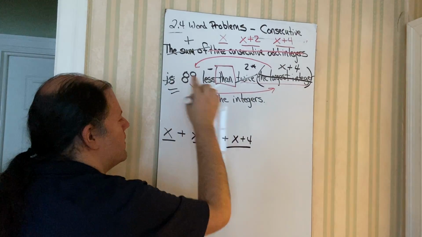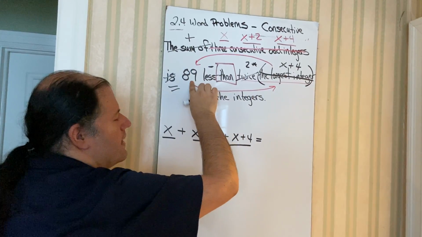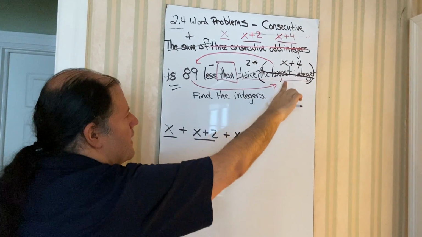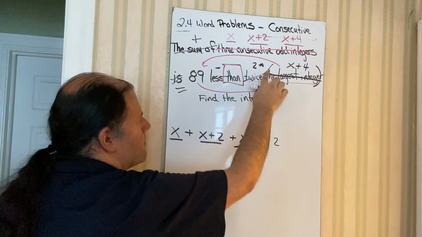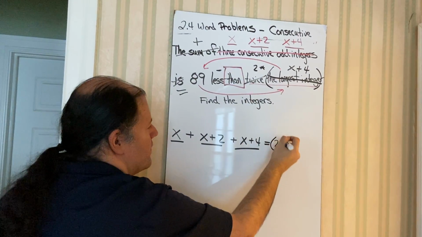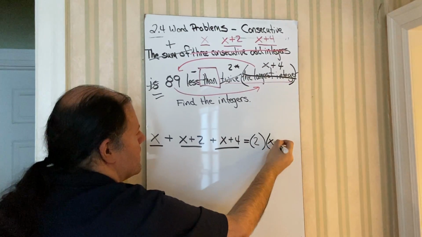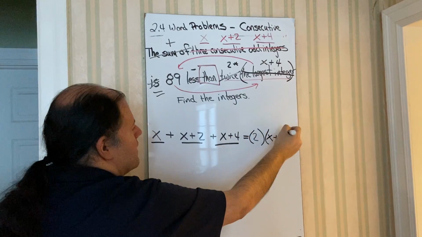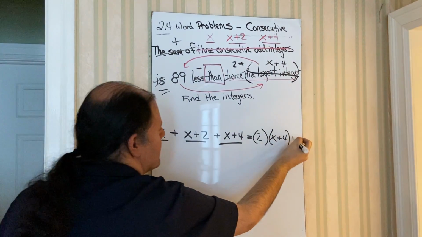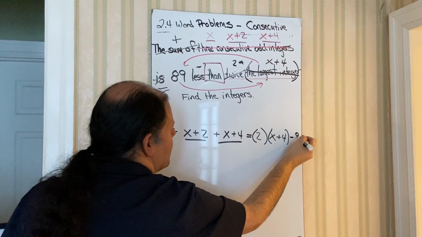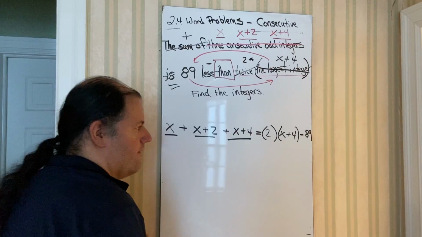It's going to equal, now remember, we're flipping this around. So don't write down 89 first. We have to write this part first. 2. And remember, because it's multiplication, I use parentheses, x plus 4 in parentheses. So this goes in front, minus, and I'll squeeze in 89, because that goes in the second part.